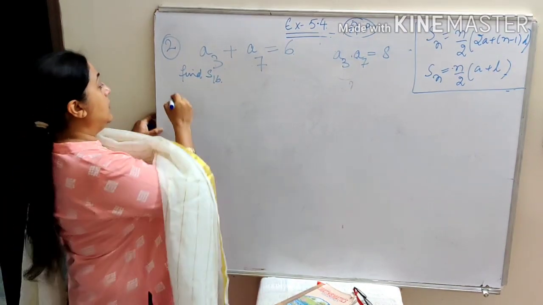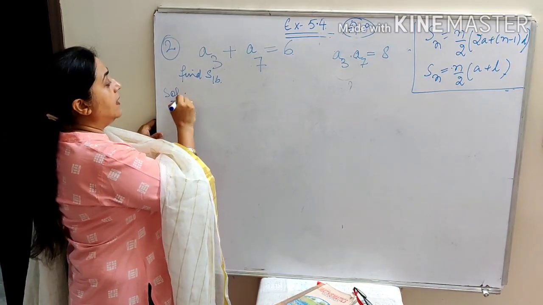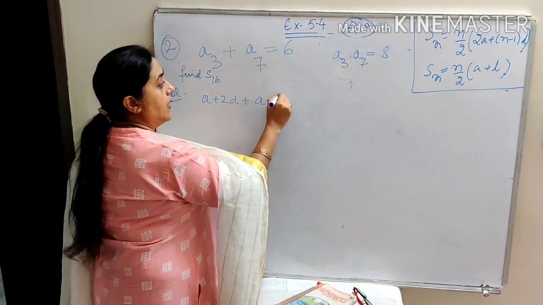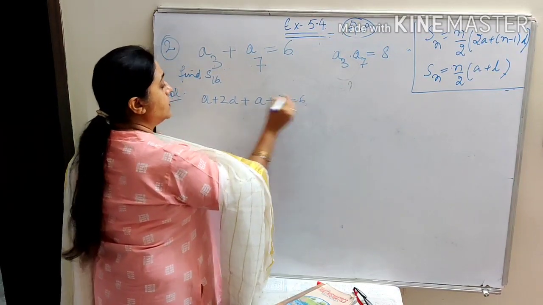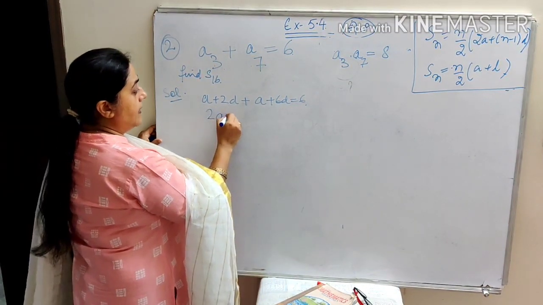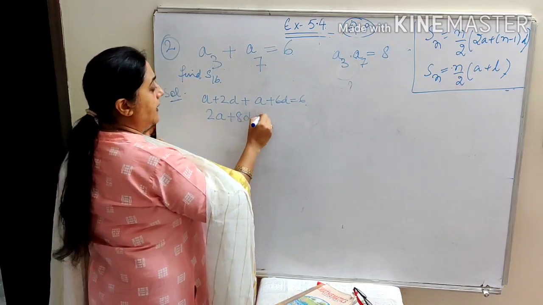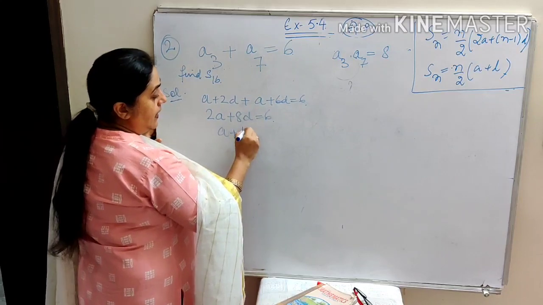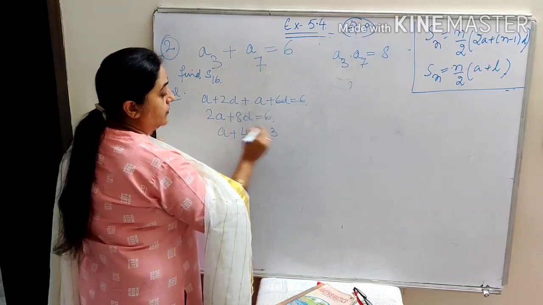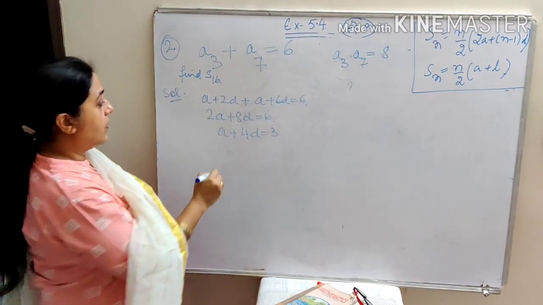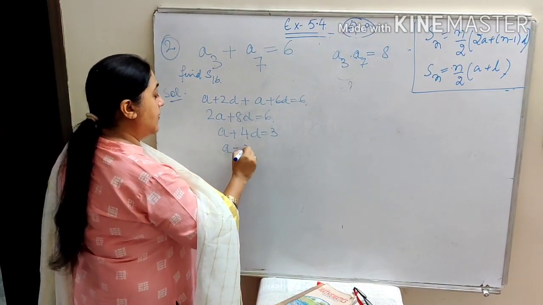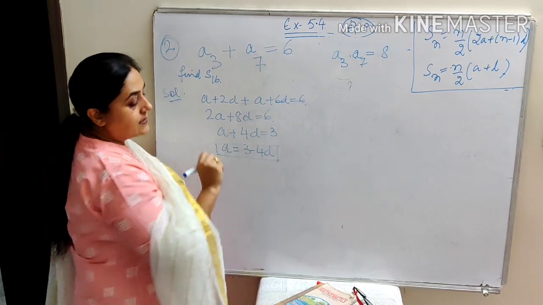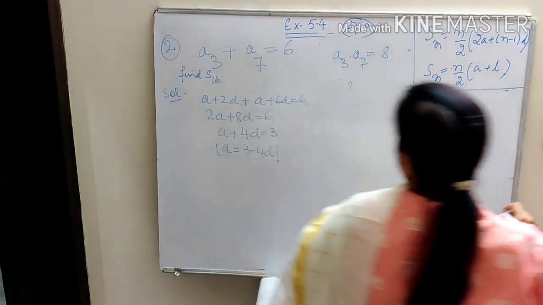So how will you do it? You will start. What does A3 mean? A plus 2D, right? What does A7 mean? A plus 6D, and the sum is equal to 6. So you can write it as 2A plus 8D is equal to 6, or you can take out 2 common: A plus 4D is equal to 3. Okay? You got this? So I can write A as 3 minus 4D. This point is clear.